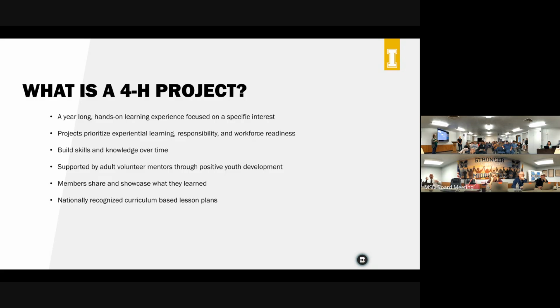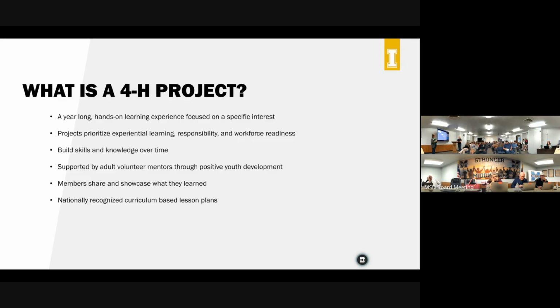And then they have to showcase what they've learned. They do that in a couple of different ways. They do that through a project record book, where they are learning those really important life skills of record keeping, documenting exactly what they've done. It's essentially a stepping stone towards their resumes when they're going to be applying for jobs and things like that.